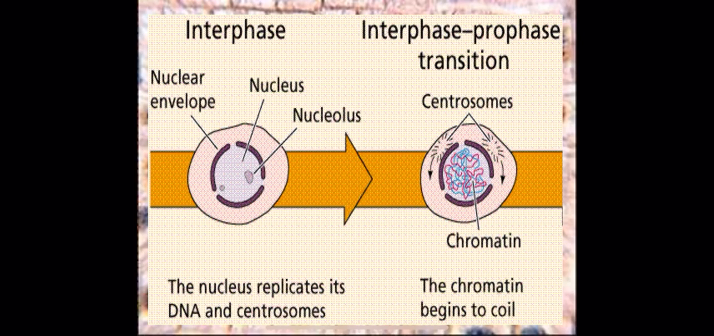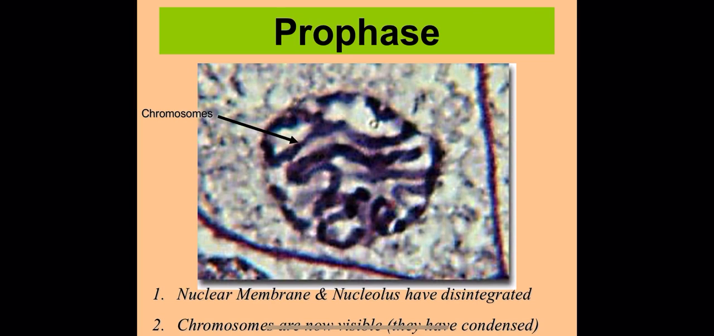So if you look at this picture here, you've got interphase transitioning into the prophase. So you have the nucleus with all of the chromatin inside of it, and then eventually that nuclear membrane will disintegrate and that chromatin will coil up to form chromosomes. So here is a picture, an actual cell slide image of what prophase would look like.